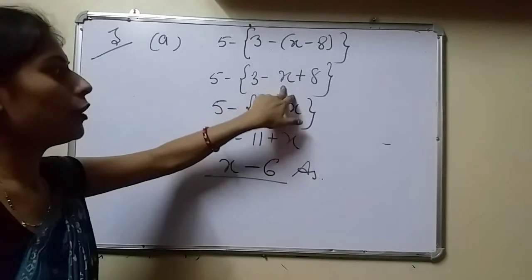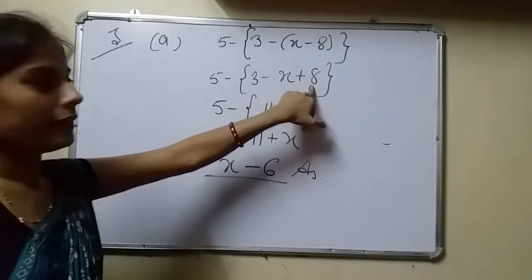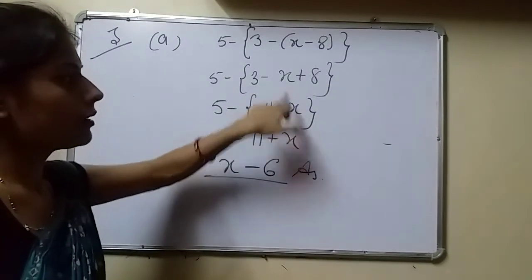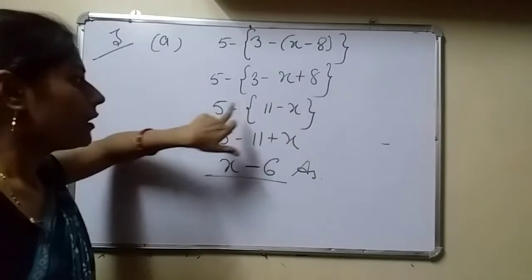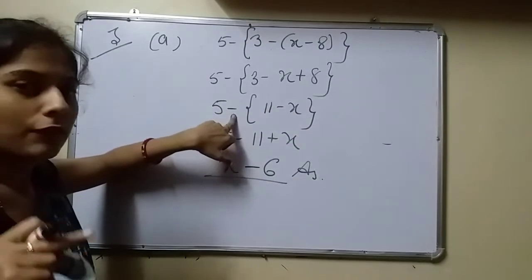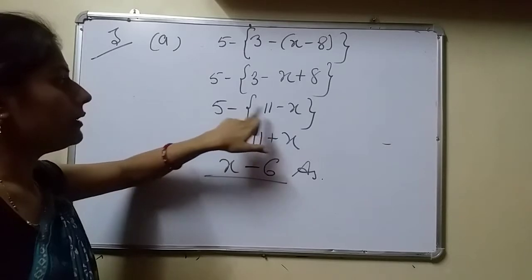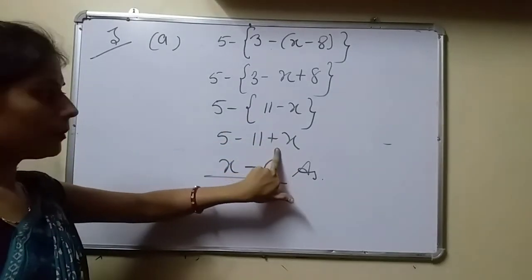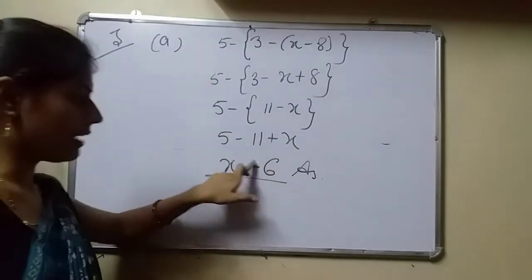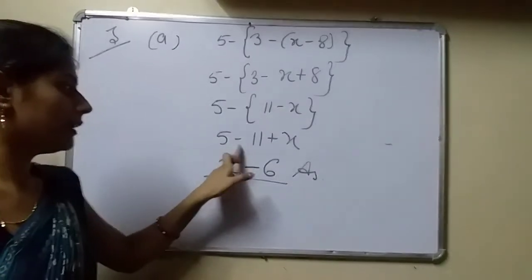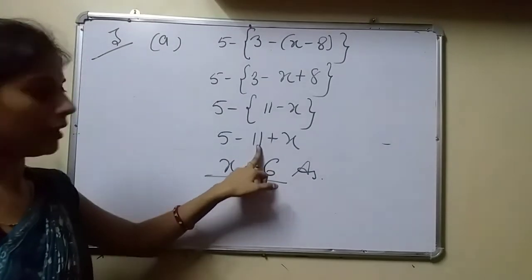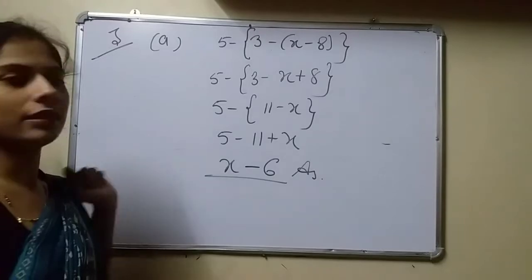When you are opening the small bracket, 3 plus 8 will become 11, minus will remain the same. Again minus is given before the bracket, so when you are multiplying minus into minus, the x will become plus. 5 minus 11 will become minus 6, and x will remain the same.